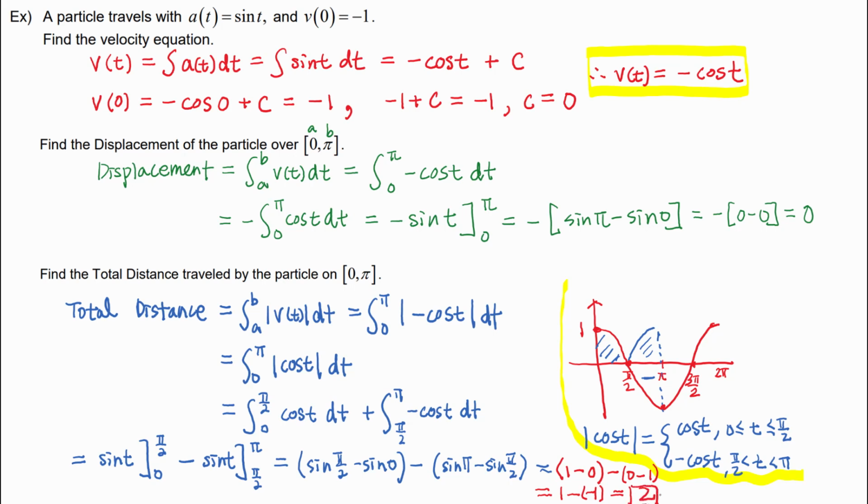So do you see the difference? After pi units of time, the particle is at location 0. However, the total distance traveled during the pi units of time is 2 units. That's what this is saying.